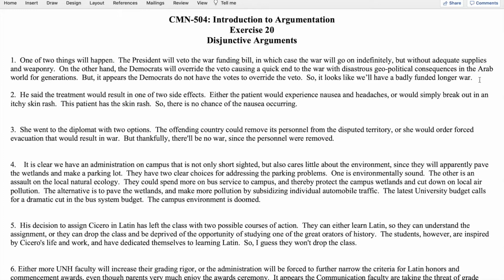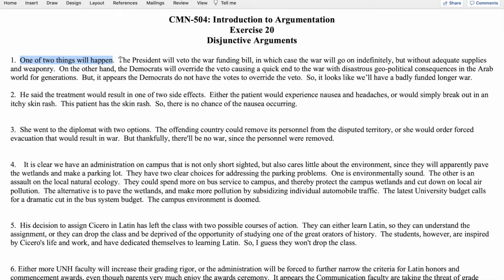So in this case, we start off with a somewhat complex argument, but we're looking first for the conclusion, and we find that, as indicated here by the word "so," the conclusion is it looks like we'll have a badly funded, longer war. So setting that aside momentarily, we'll go back to discover the disjunctive argument. Of course, it's previewed by the sentence, "one of two things will happen," and that can be a signal, for instance on the quiz, that you're going to be dealing with a disjunctive argument.